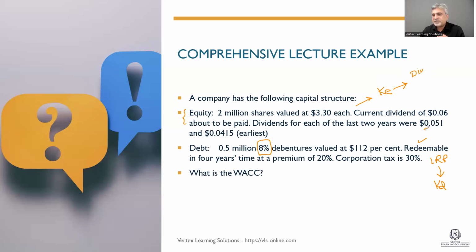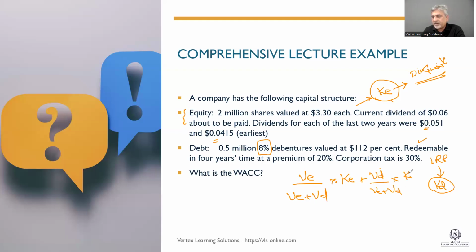Because they are giving us 2 years of data, I can use the dividend growth model. I will calculate the growth, and then apply the dividend growth model to calculate KE. Then I will find out the KD for this debt. Once I have KE and KD, I will say value of equity over value of equity plus value of debt; value of equity and value of debt are given, but KE was not given. Similarly, I will say value of debt over value of equity plus value of debt into cost of debt, which is not given, I will calculate from here, into 1 minus t.